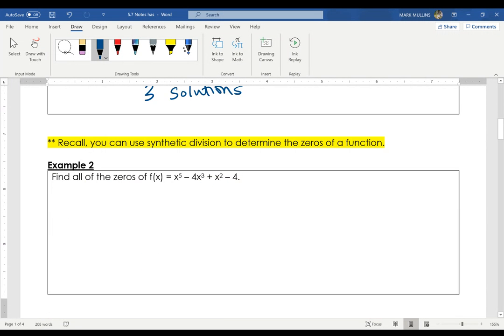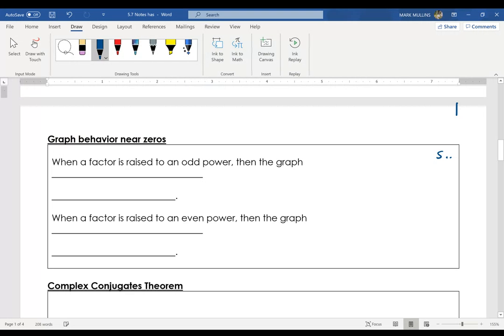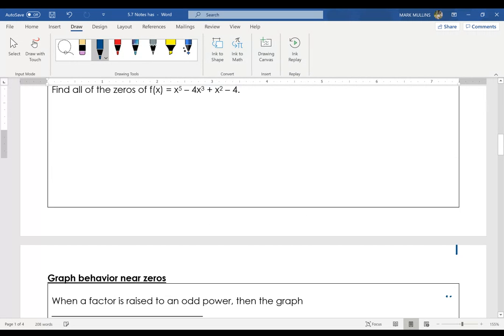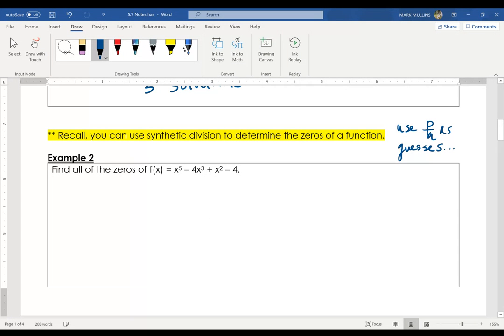So let's remember that we can use synthetic division if we need to determine zeros. Remember, we use the P over Q as guesses, and then we go through and work them out if we have to. So don't forget about that.